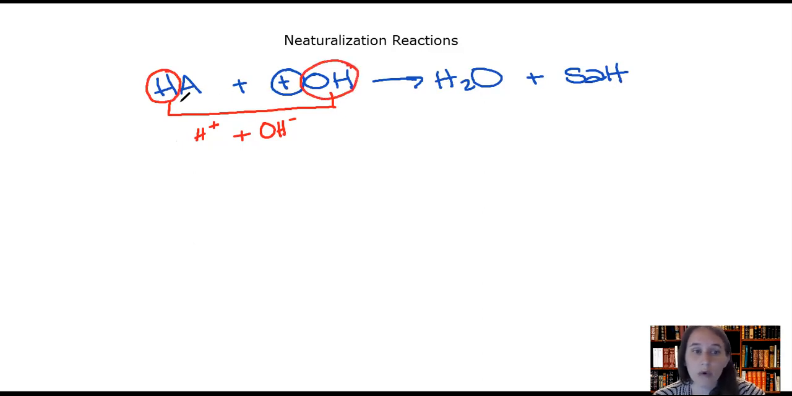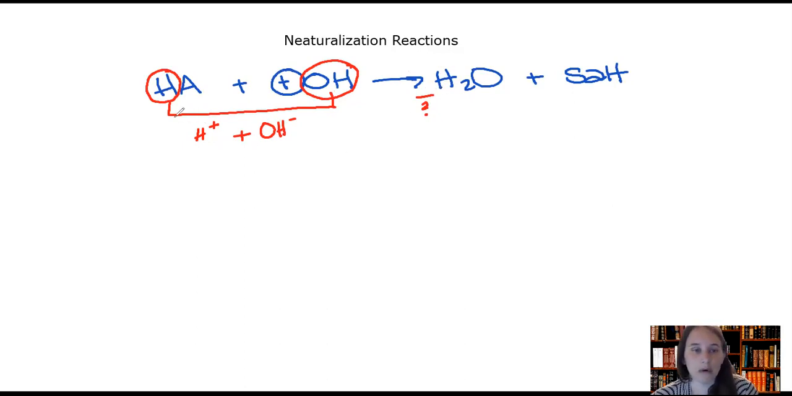Now, if there's more than one hydrogen here, if it's a polyprotic acid, so an acid that can give off more than one hydrogen, I would recommend don't worry about that. You know it's going to make water. One hydrogen is going to react with one hydroxide to make water. We might make more than one water molecule, so we might end up with some coefficients here. But don't try to bring that over.